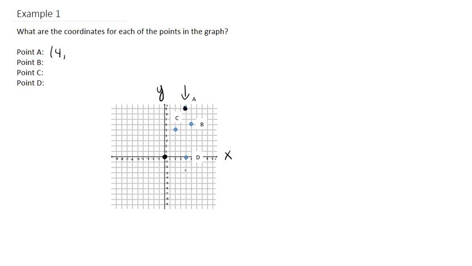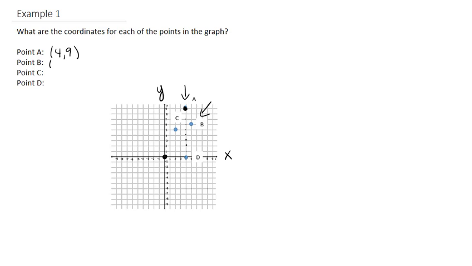Now we need to see how many we have to go up on the y. And so we notice we go up, which is positive. So if we go up, we go 1, 2, 3, 4, 5, 6, 7, 8, 9. So our point A can be given as 4, 9 as our coordinates. Now let's look for B. Here we have B.